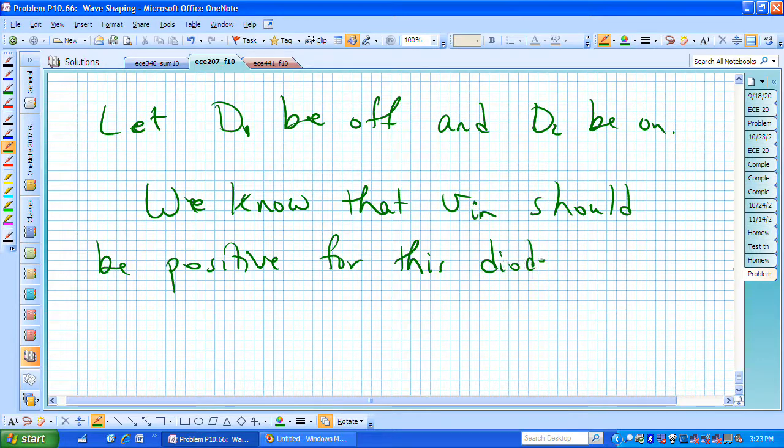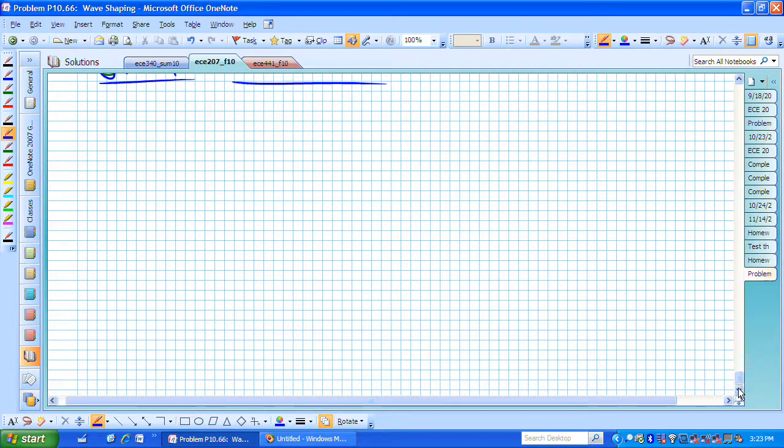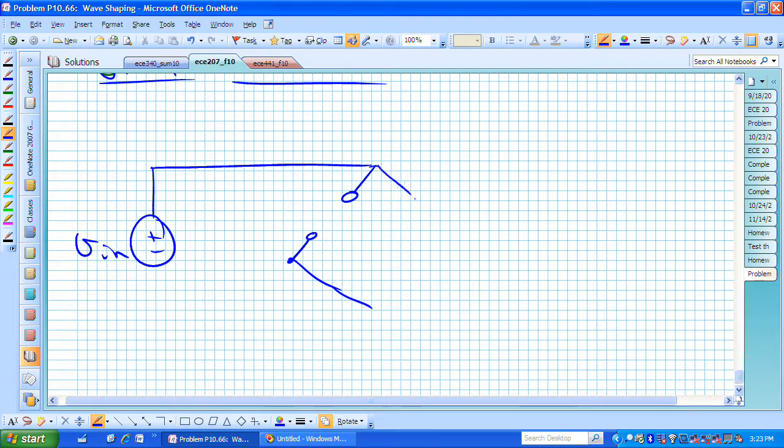For this diode behavior, let's now sketch this new circuit. We have a completely different circuit because of the different combination of on diodes and off diodes. We have Vn still. Now we go over, and now we said diode 1 is off, diode 2 is on. We have our two 1K ohm resistors, and we have our 2K ohm output resistor.